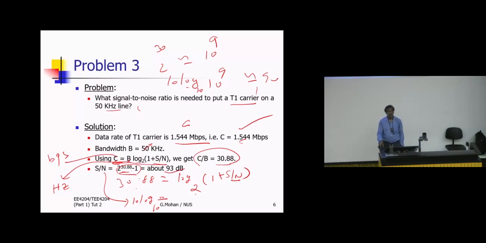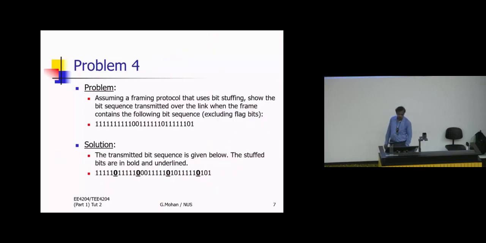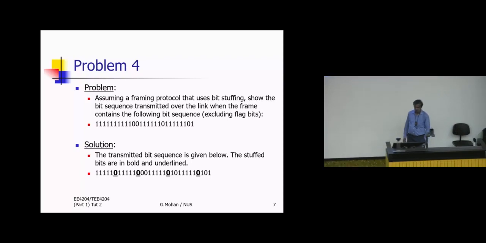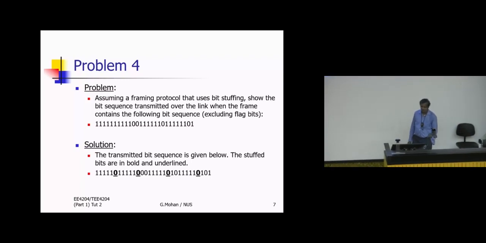Any doubt, students? Problem number 4. I think the remaining problems are short and quite simple as well. Assuming a framing protocol that uses bit stuffing, show the bit sequence transmitted over the link when the frame contains the following bit sequence, excluding flag bits.